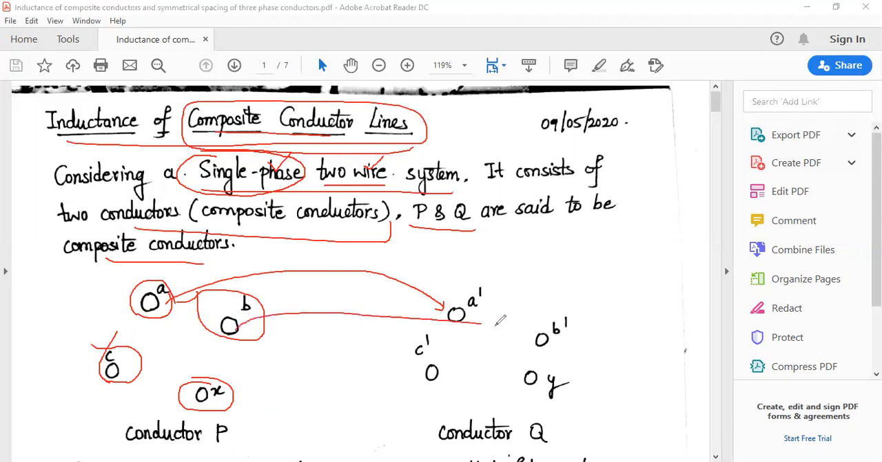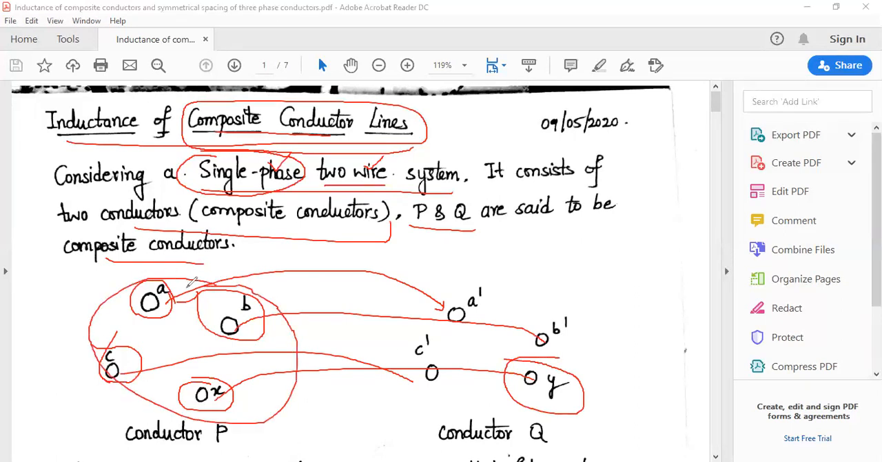So A to A dash, B to B dash, C to C dash, and the number of strands in conductor P is the same in conductor Q also. We can generally say that as many strands as are present in conductor P, there will be an equal number of strands in conductor Q. So these are the two conductors in a composite conductor, considering a single-phase two-wire system.